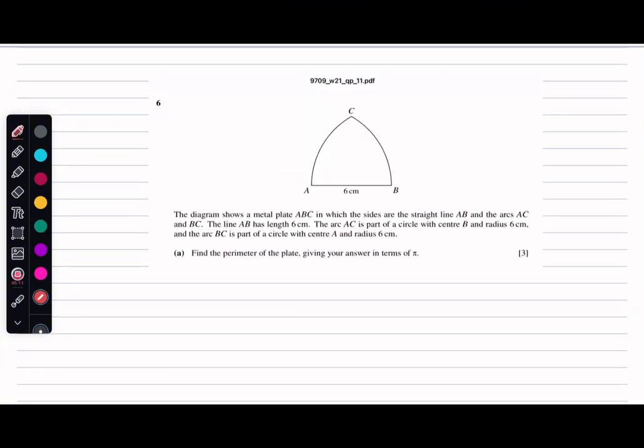Next question is taken from Winter 21, paper 1, variant 1, and it's question number 6 in the paper. The question says the diagram shows a metal plate ABC in which the sides are the straight line AB, and the arcs AC and BC. The line AB has length 6 centimeters. The arc AC is part of a circle with center B.